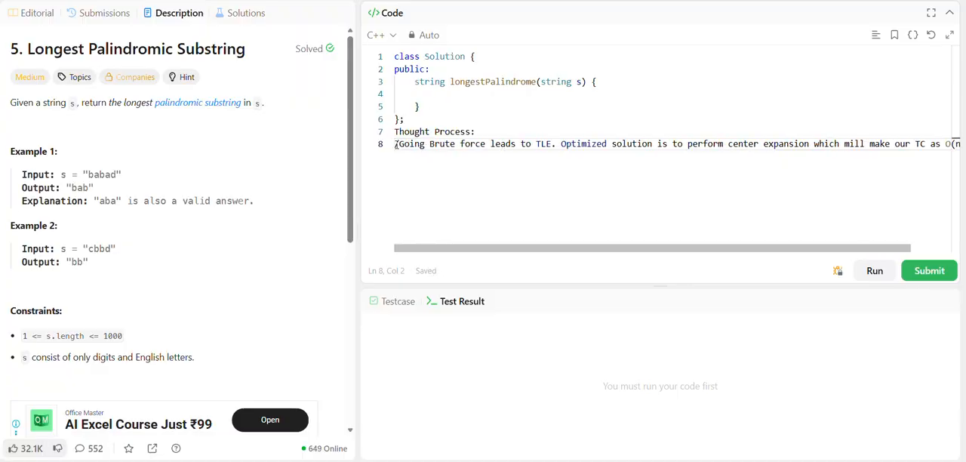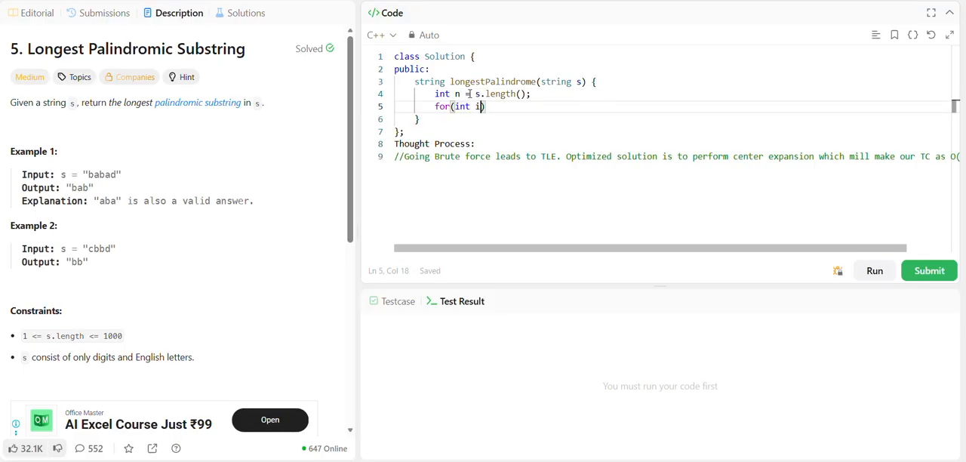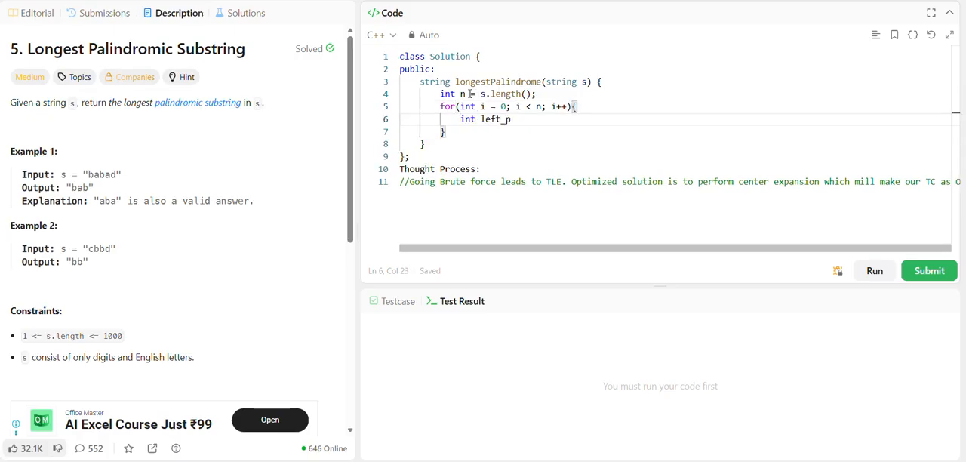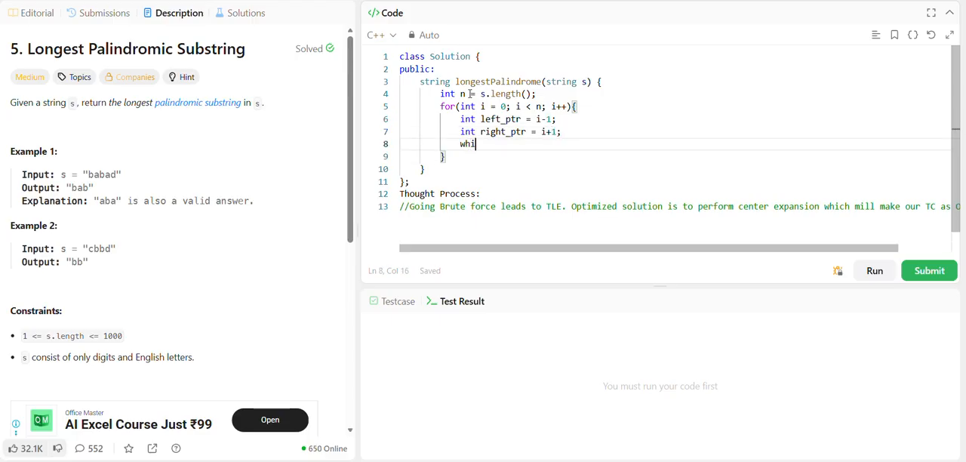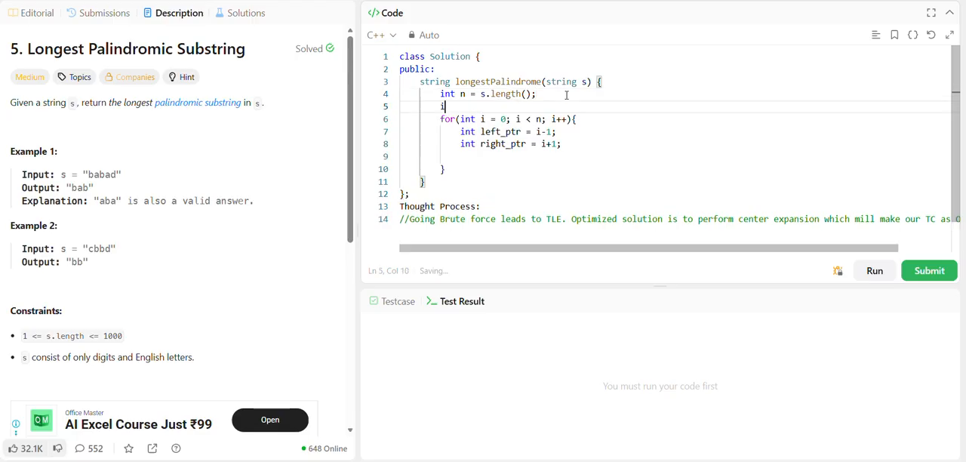Now let's start solving this problem. Let's have int n = s.length, for int i = 0, i less than n, i++. Then int leftPtr = i minus 1, and int rightPtr = i plus 1. Okay, while... let's have a count here.